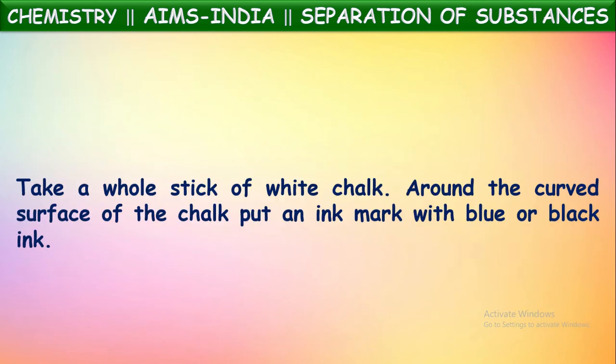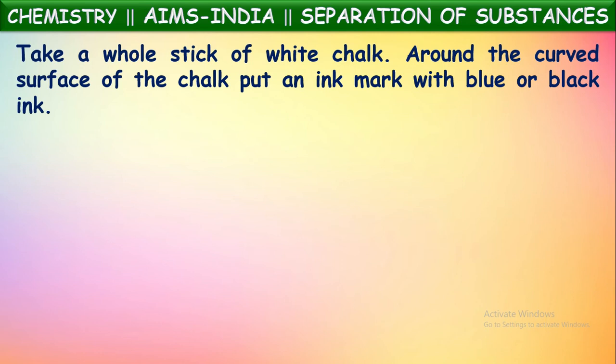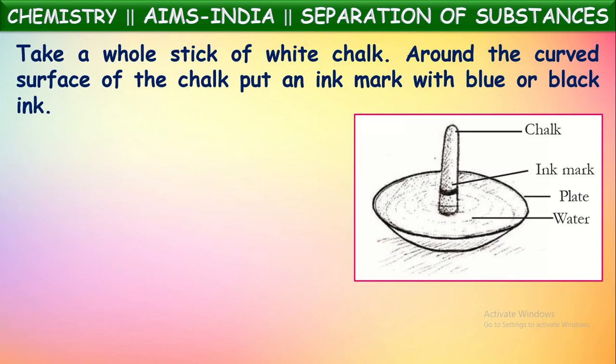Okay, let us see an activity to understand this clearly. If you take a white chalk, around the curved surface of the chalk, put an ink mark with blue or black ink. Say they have taken a white color chalk piece, and they made a mark around the surface of this chalk with either blue ink or black ink.